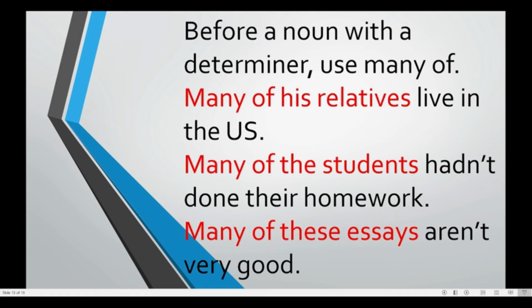Many of his relatives live in the US. Here, the plural noun relatives is used with the possessive his. Therefore, we use many of with it. Now, in the next sentence, many of the students hadn't done their homework. Here the plural noun students is used with the article the. Therefore, we use many of with it. Now the next. Many of these essays aren't very good. Here the plural noun essays is used with the demonstrative these. Therefore, we use many of with it.